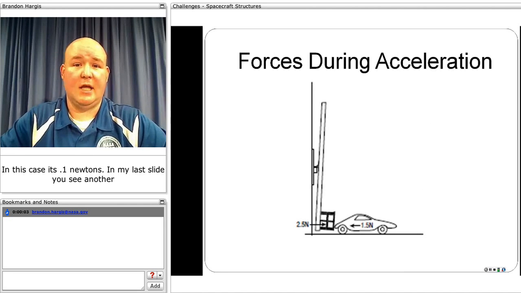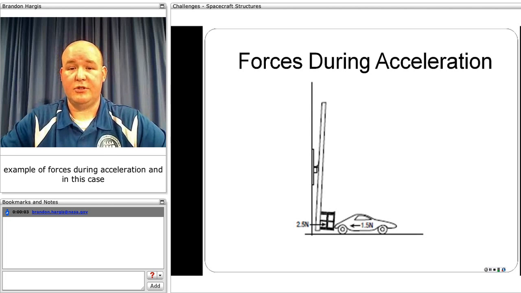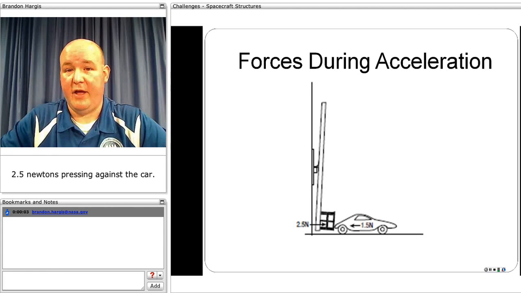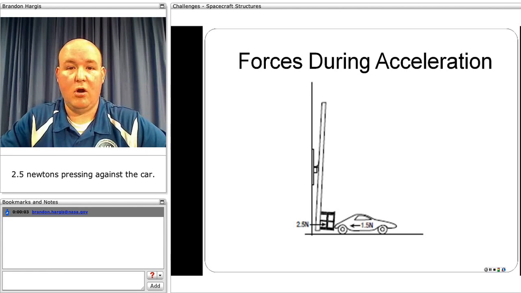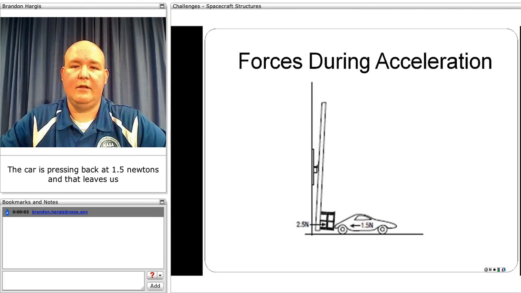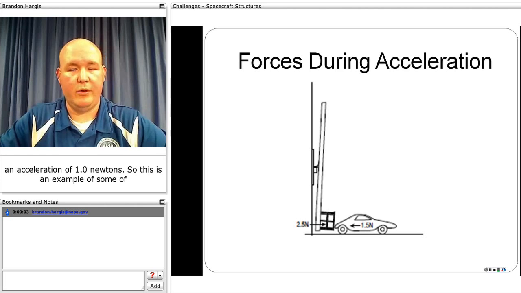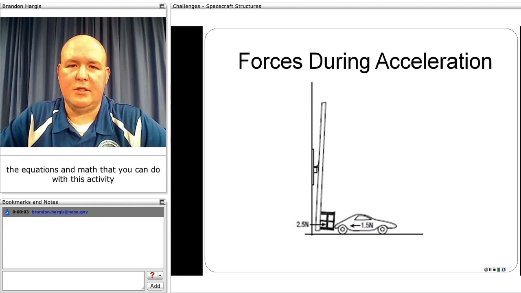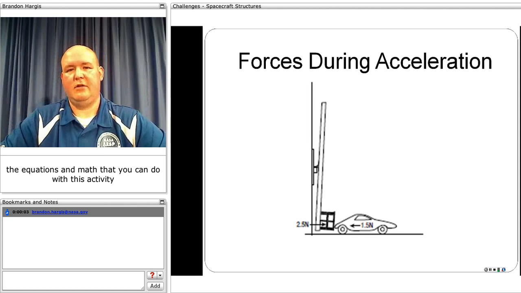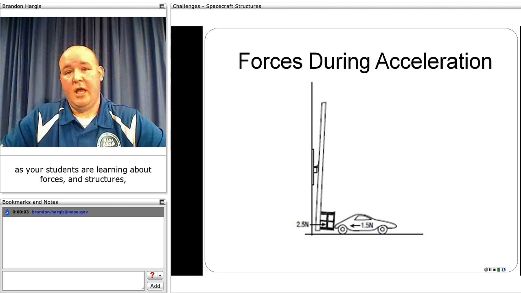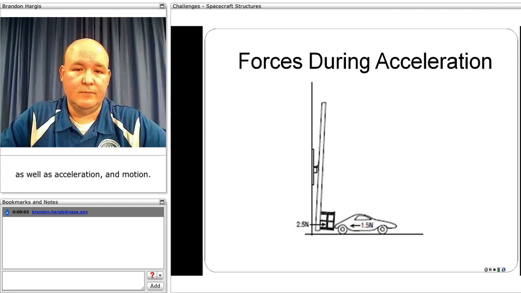In my last slide you see another example of forces during acceleration, and in this case the lever is accelerating the car with a force of 2.5 newtons, and the car is pressing back at 1.5 newtons, and that leaves us an acceleration of 1.0 newtons. So this is an example of some of the equations and math that you can do with this activity as your students are learning about forces and structures as well as acceleration and motion.